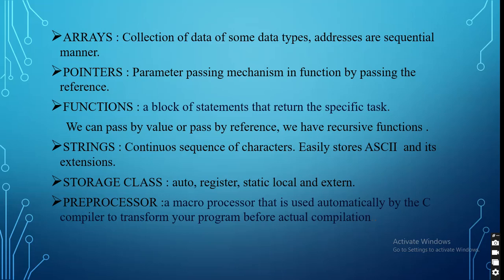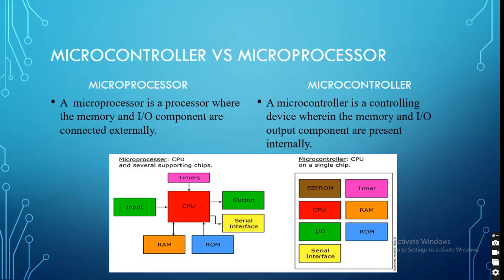You can pass data, known as parameters, into a function. Strings, a sequence of characters terminated with a null character. Storage classes. The storage class is used to declare static variables which are popularly used while writing programs in C. Preprocessor, a macroprocessor that is used automatically by the compiler to transform your program before actual compilation.